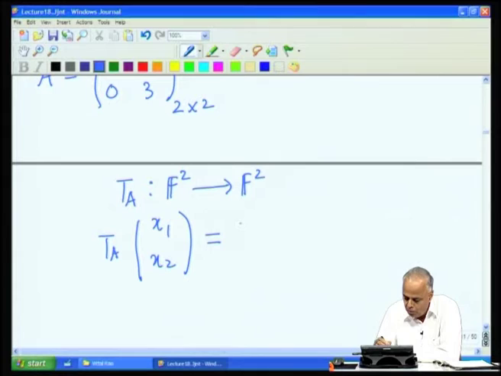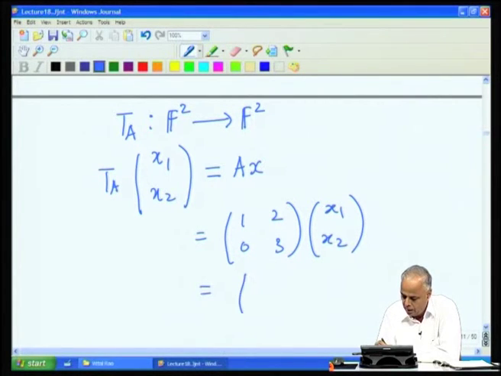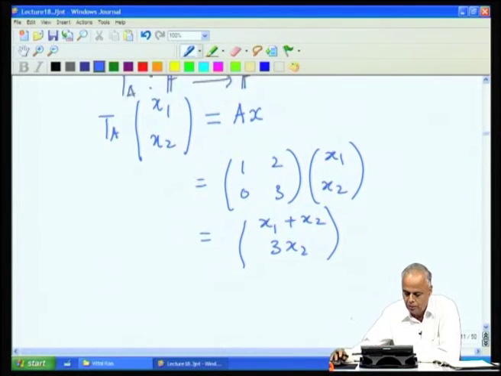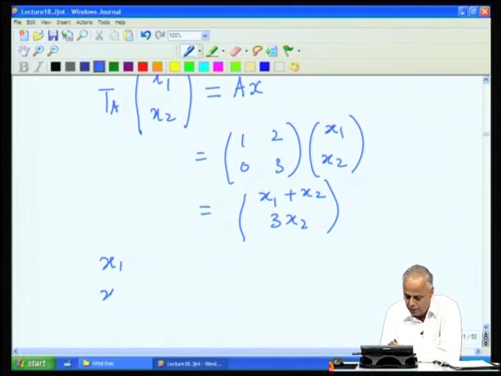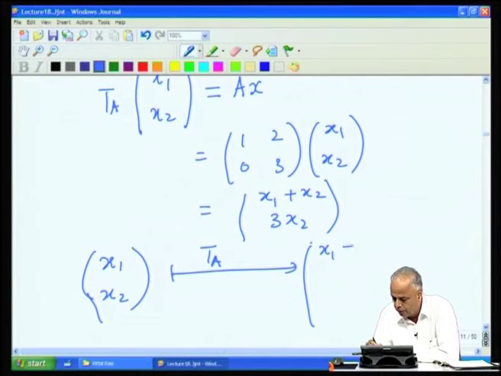So, it has 2 components. How do I get it? I have to take the matrix A and multiply it by the vector x, which means [[1,2],[0,3]] times (x1, x2), which is (x1 + 2x2, 3x2). So, this transformation defined by this 2 by 2 matrix takes the vector (x1, x2) and maps it to the vector (x1 + 2x2, 3x2).